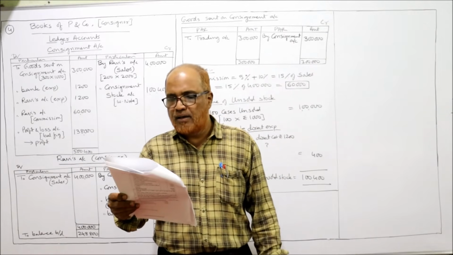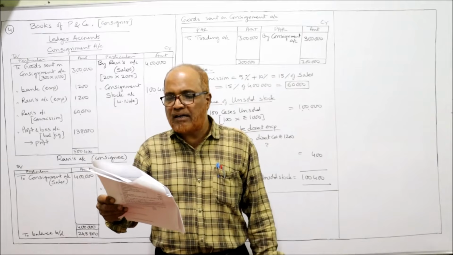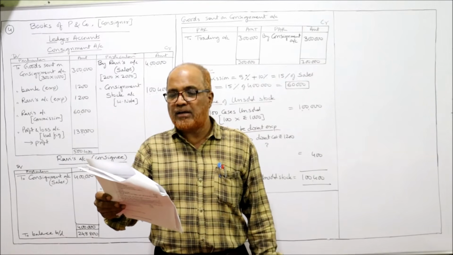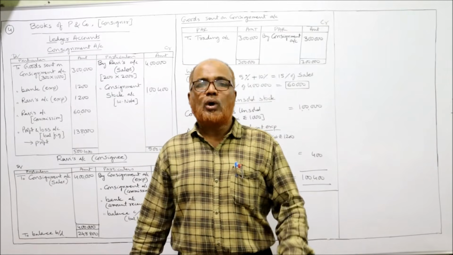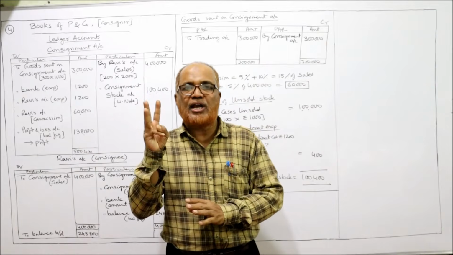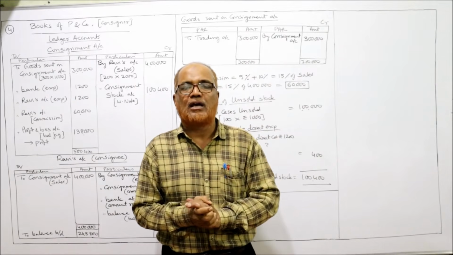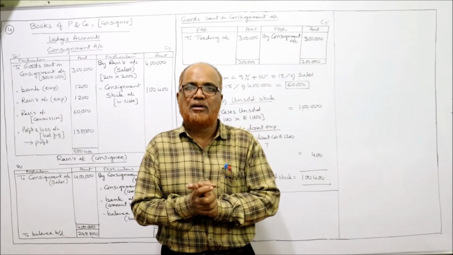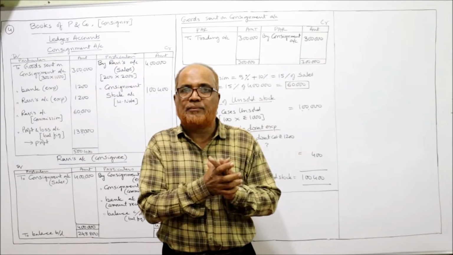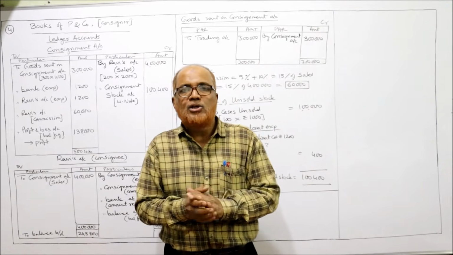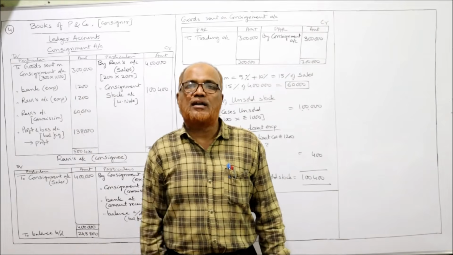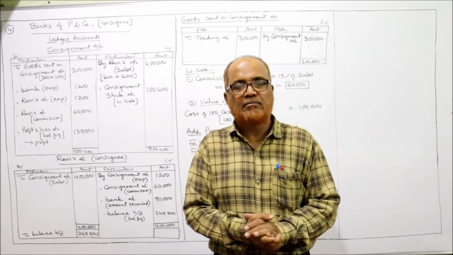Now you are required to prepare consignment account, Ravi's account, and goods sent on consignment account in the books of P and Company. So ultimately, it is asking you to make 3 ledger accounts in the books of the consignor, that is P and Company. We are not required to pass the entries or ledger accounts in the books of the consignee, only the consignor, right? So bad debts will not be taken into consideration in the consignor's books. Forget about bad debts. Okay.